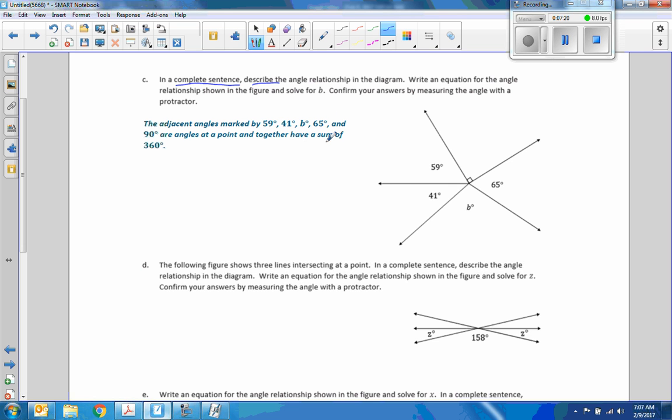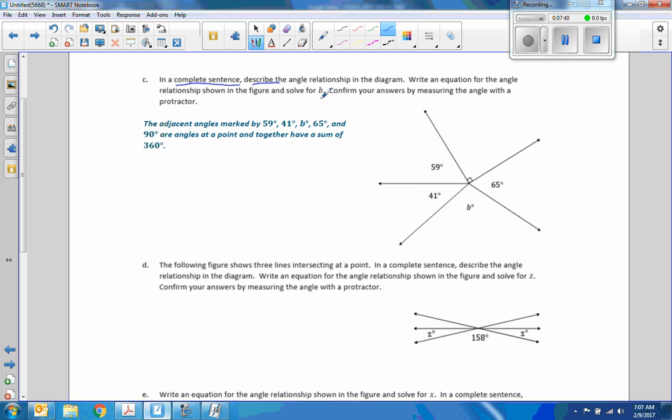Okay, so my complete sentence, first thing it asks for: in a complete sentence, describe the angle relationship. The adjacent angles marked by 59, this is 59, and 41, and B, and 65, and 90, are angles at a point together, so therefore they have a sum of 360 degrees.